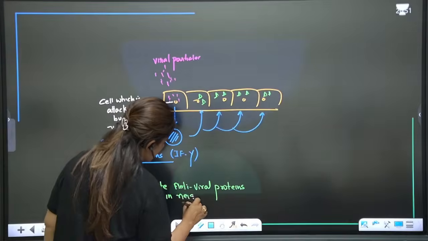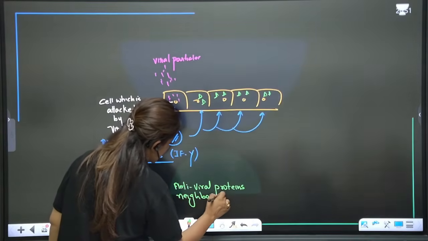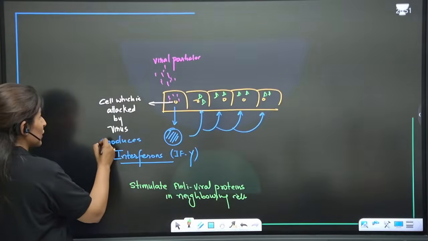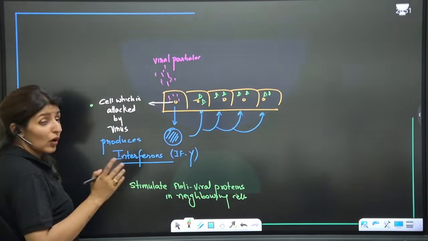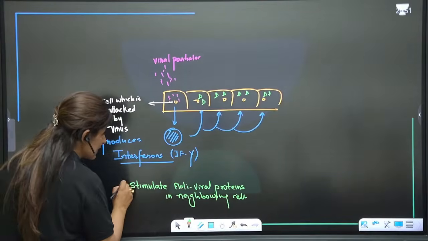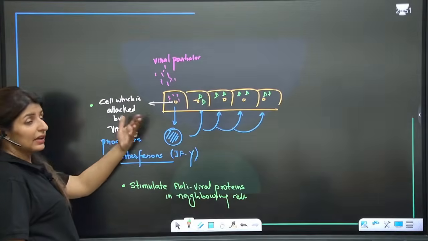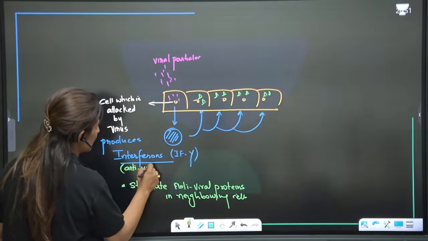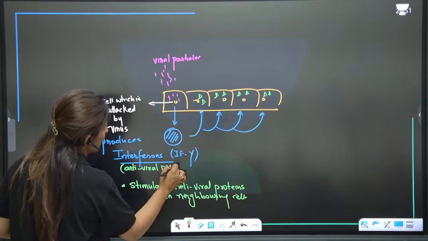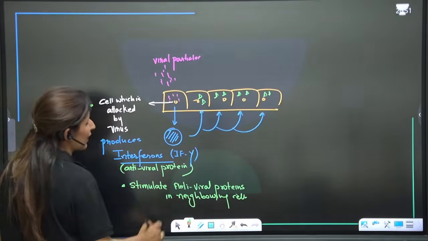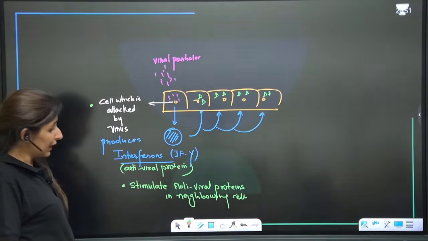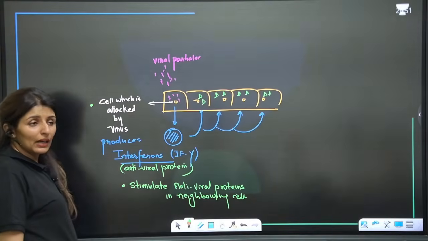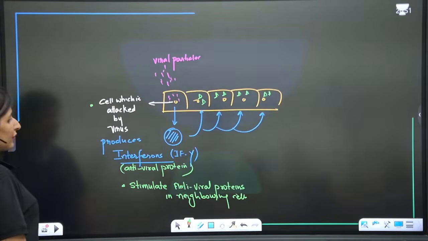Is that clear? So you have to remember certain things. Interferons are produced by cells which are already attacked and they stimulate the antiviral proteins in the neighboring cells. So it means itself also it is an antiviral protein, giving information about the virus. It is also of antiviral nature. Are you getting that? So this protein, alarming protein, is called interferon.